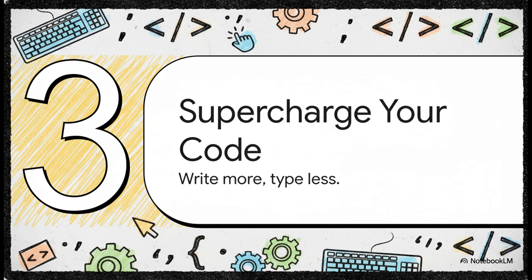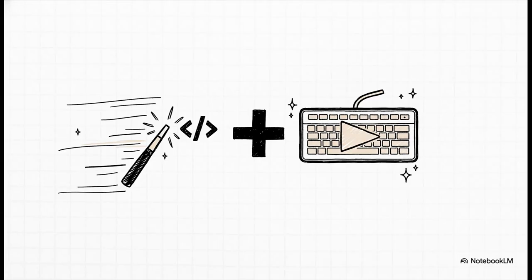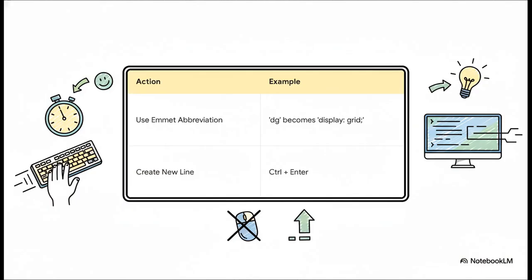Now it's time for the main event. Let's talk about writing the actual code, but way, way faster. This is where we really start to get that time back. I call this first technique a power combo. It's not just one shortcut, it's 2 that work together in perfect harmony to let you write HTML and CSS at a ridiculous speed. So here's how it works.